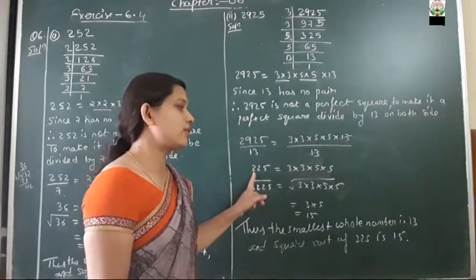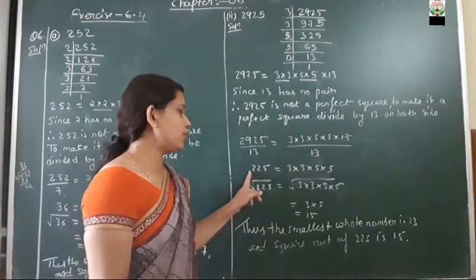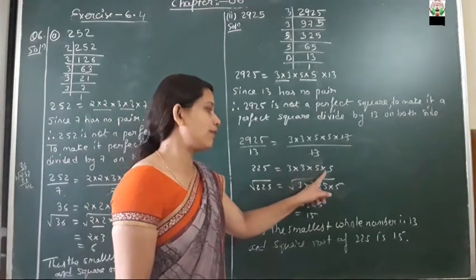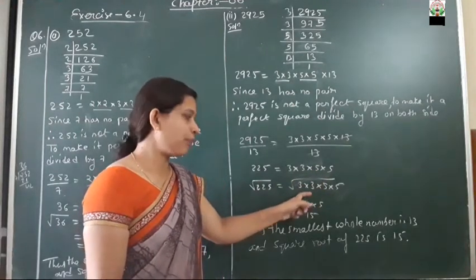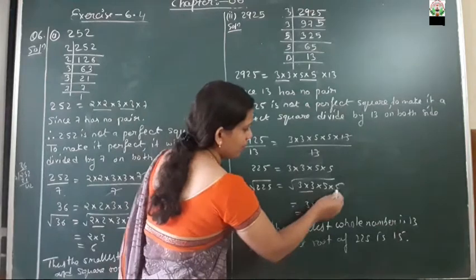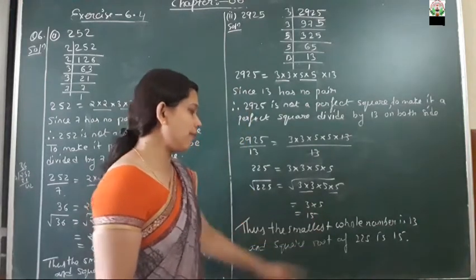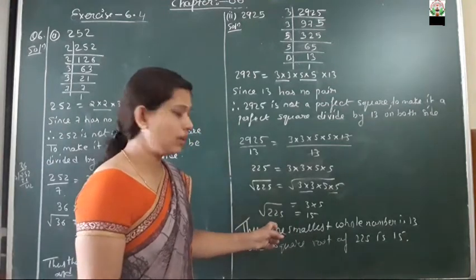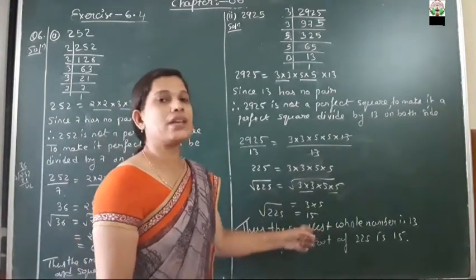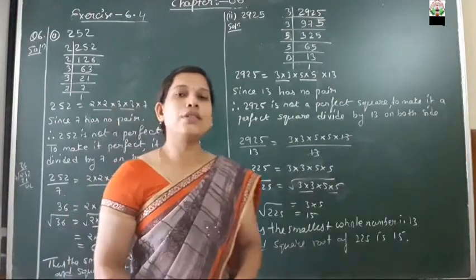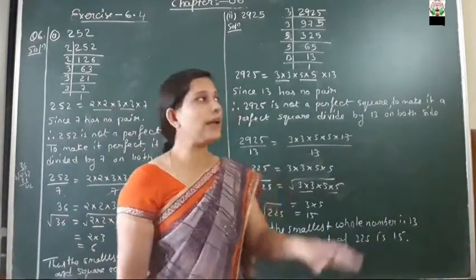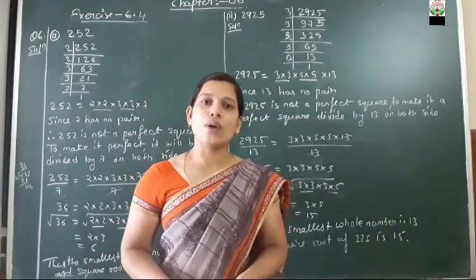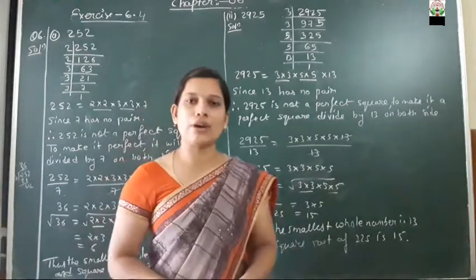Now we have to find the square root of this perfect square, that is 225. So what will be the factors? That is 3 into 3 into 5 into 5 will be written inside the root. Pairs will come outside, one of the pair from 3, one of the pair from 5. So 3 into 5 is the square root of 225. What is the value of the square root of 225? The answer is 15. Thus we can say that the smallest whole number is 13, by which 2925 is divided to make it a perfect square, and the square root of the number 225 is 15.